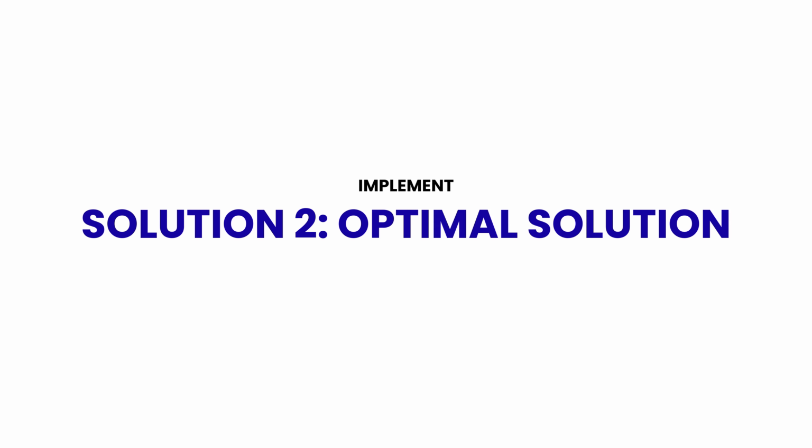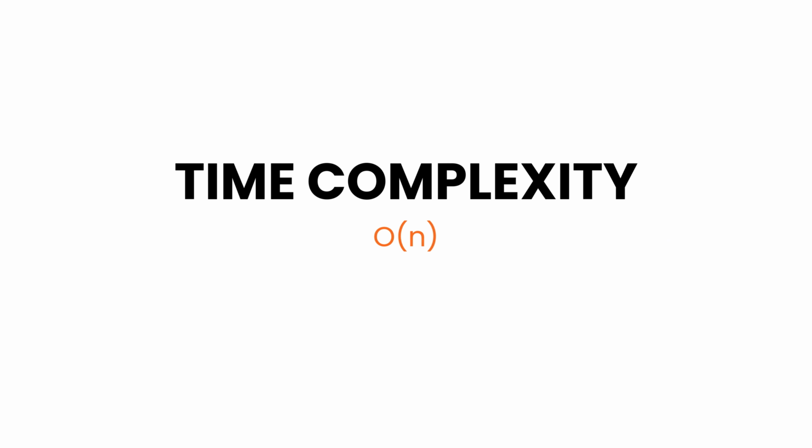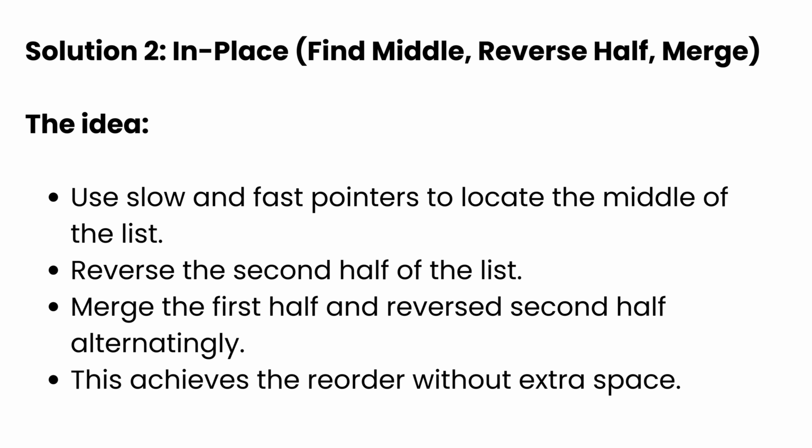It works in 3 steps. First, find the middle of the list, then reverse the second half, and finally merge the 2 halves. Efficient and neat. Time complexity is O(n), where n is the number of nodes in the linked list. Each node is visited at most 3 times, giving linear time.